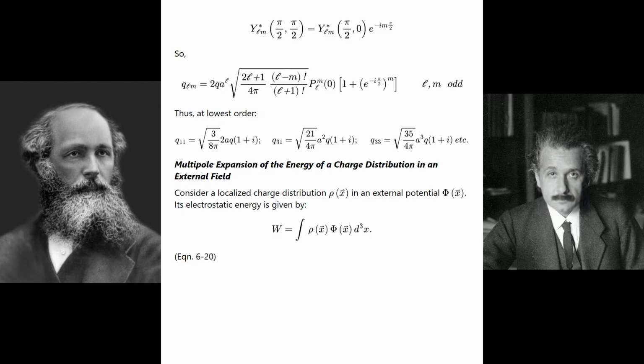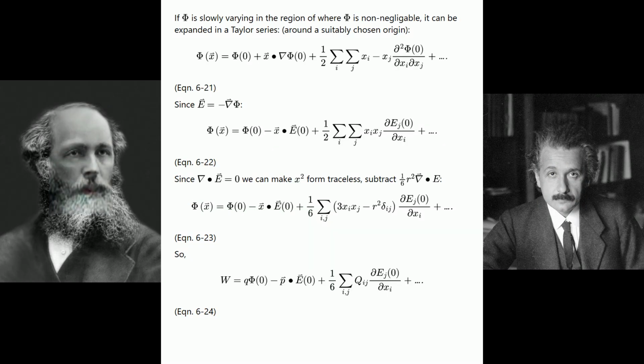Multipole expansion of the energy of a charge distribution in an external field. Consider a localized charge distribution rho(x) in an external potential phi(x). Its electrostatic energy is given by equation 6-20. If phi is slowly varying in the region where rho is non-negligible, it can be expanded in a Taylor series around a suitably chosen origin.